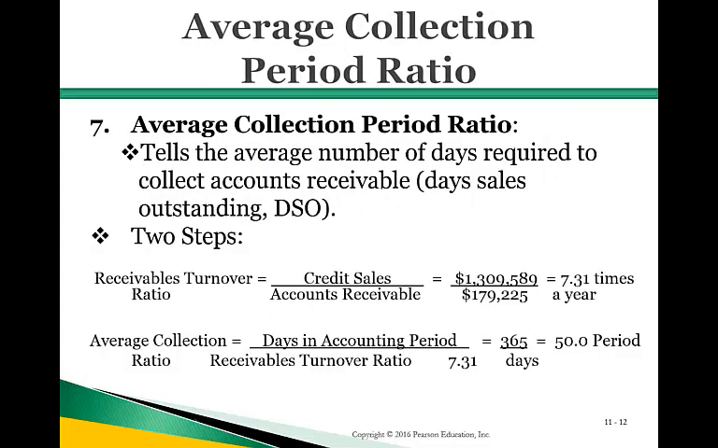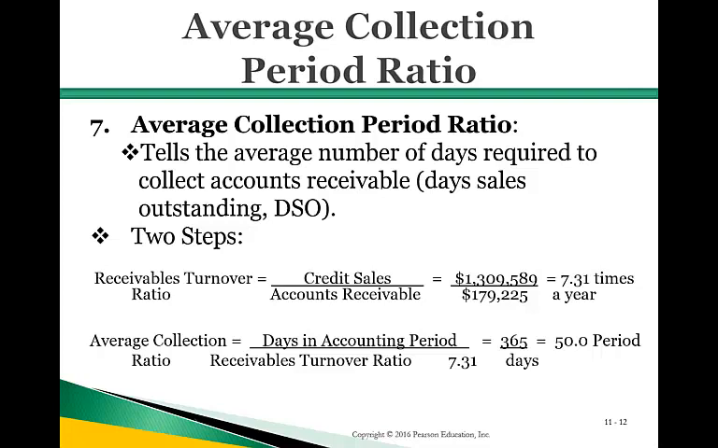The next ratio is the average collection period ratio. It tells us the number of days required to collect accounts receivable, so days outstanding. Here for Sam's, we have credit sales. This is not all sales, only sales on credit. That's divided by accounts receivable, the monies that customers owe to Sam's. We see that credit sales divided by accounts receivable is 7.31. Then we divide 365 by 7.31, and we find that it takes about 50 days to collect the receivables owed to Sam's.